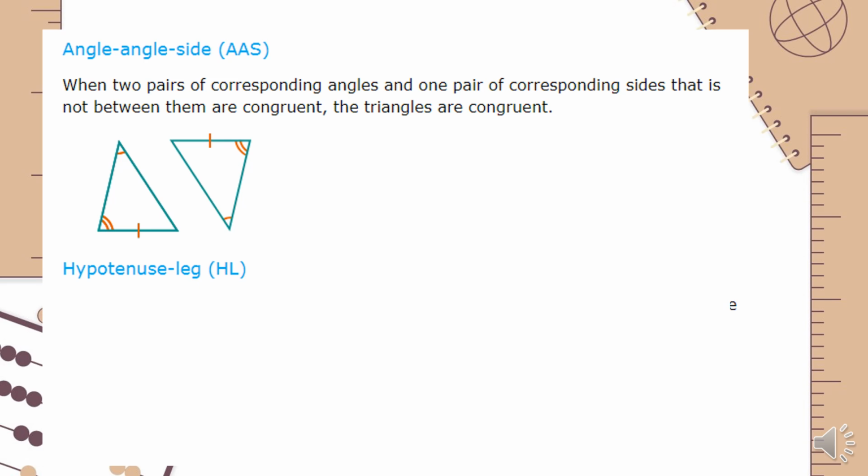So when we are given two angles and the other side, not the side in between these two angles, and the other side is also congruent, then the triangles are also congruent.